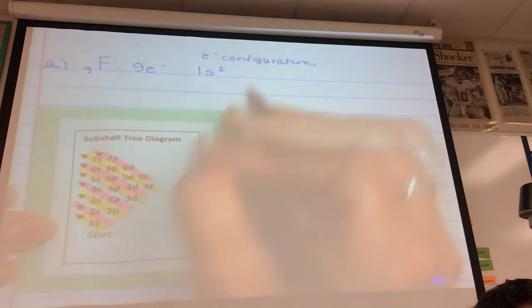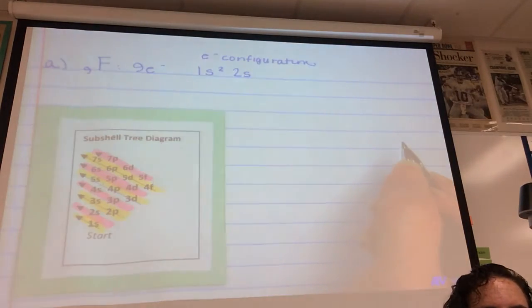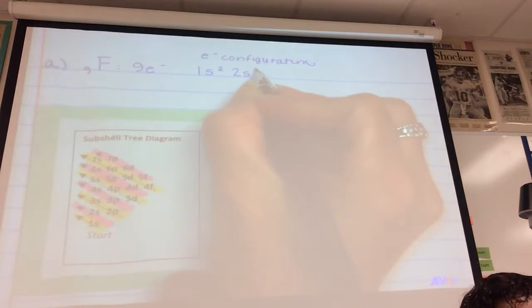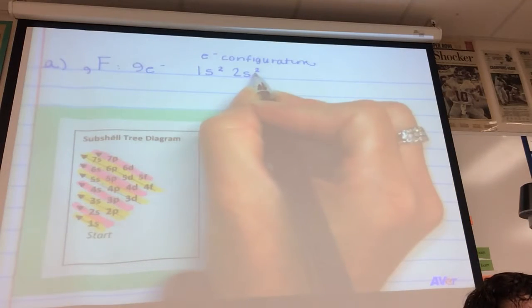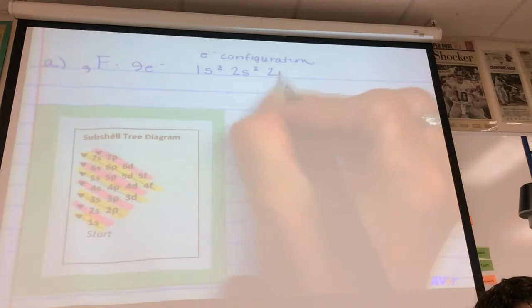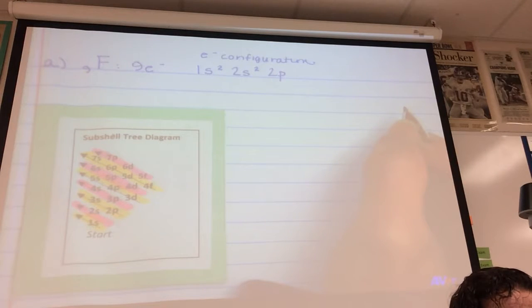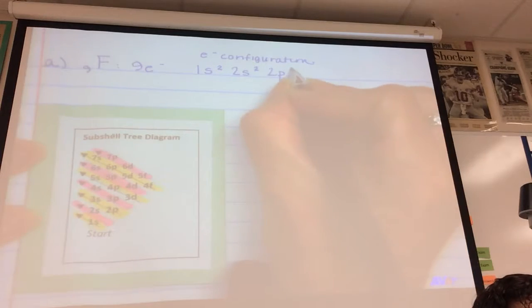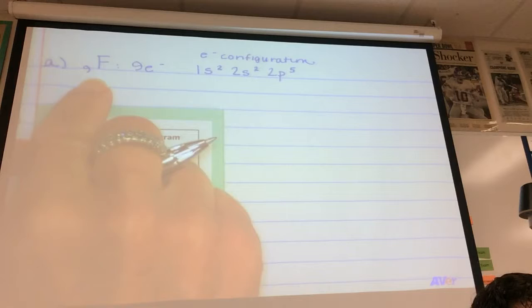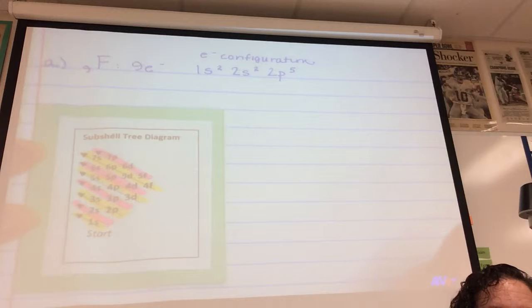After 1s comes 2s. How many electrons can we fit in an s? 2. We've placed 2 plus 2 is 4 electrons. We need a total of 9. What comes after 2s? 2p. Now p can hold 6, but how many do I need to place to get to 9? 5 is correct. Those superscripts have to add up to the number of electrons. That's an electron configuration.